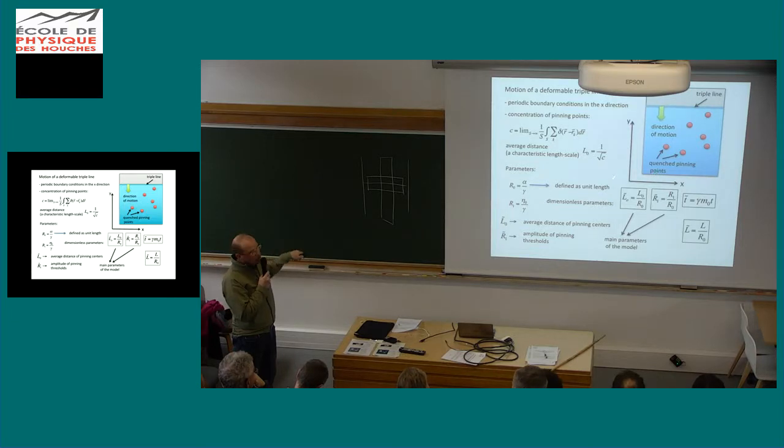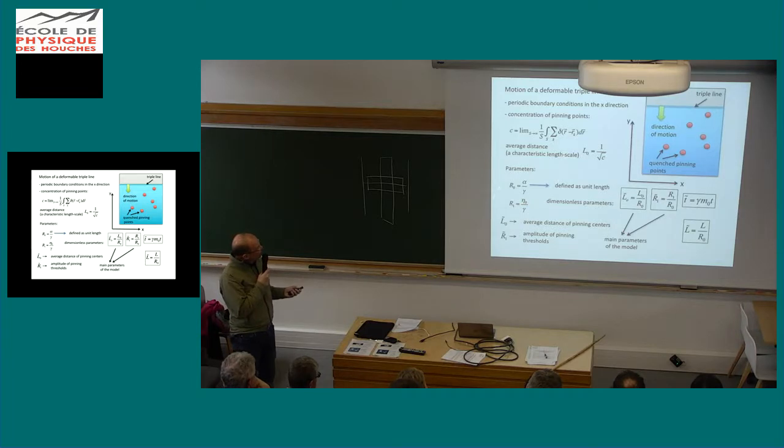So the fluid is going down vertically in these directions. We have a density, an average distance, where L0 is the average distance between the pinning centers. The parameters of the model are the line tension, alpha, and the effective surface tension that we had here. The line tension over the surface tension defines the characteristic length scale in the system.